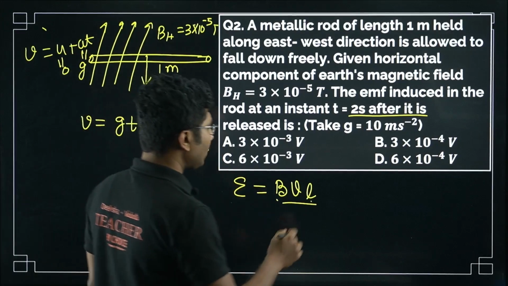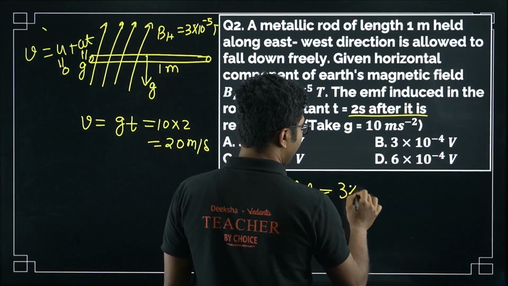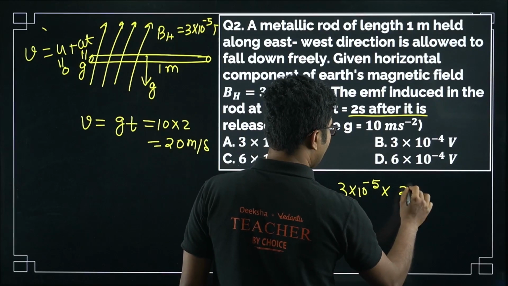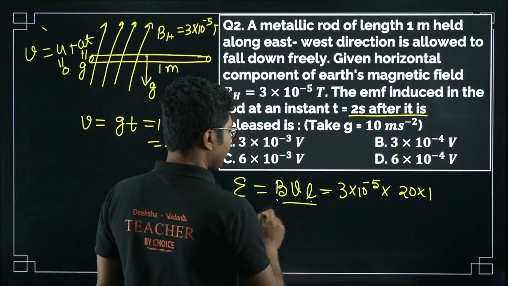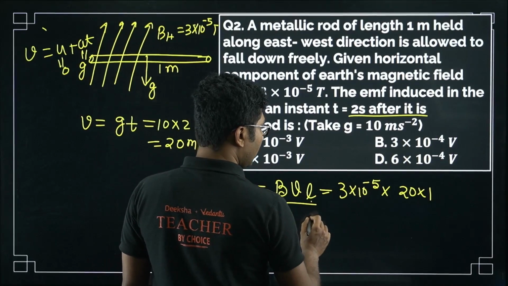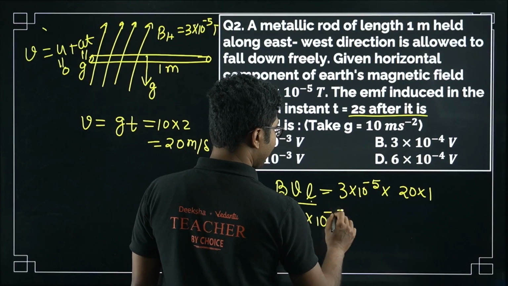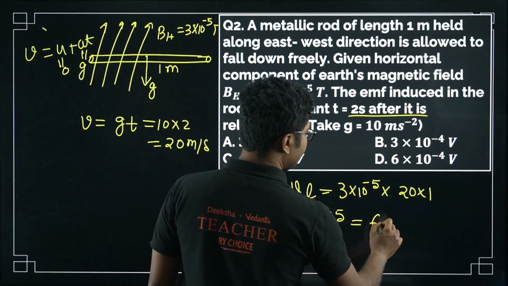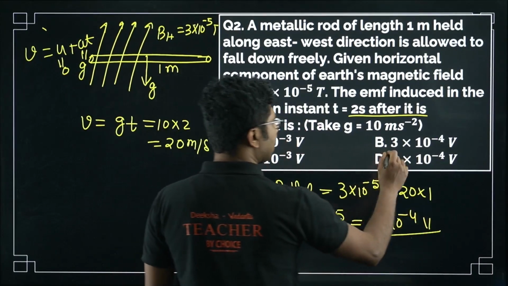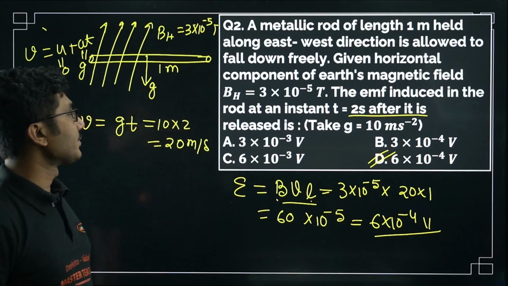Now use the formula. B is 3 into 10 to the power of minus 5, V is 20, L is 1 meter. So it will be 60 into 10 to the power of minus 5, or it will be 6 into 10 to the power of minus 4 volt. So the answer is 6 into 10 to the power of minus 4 volts.